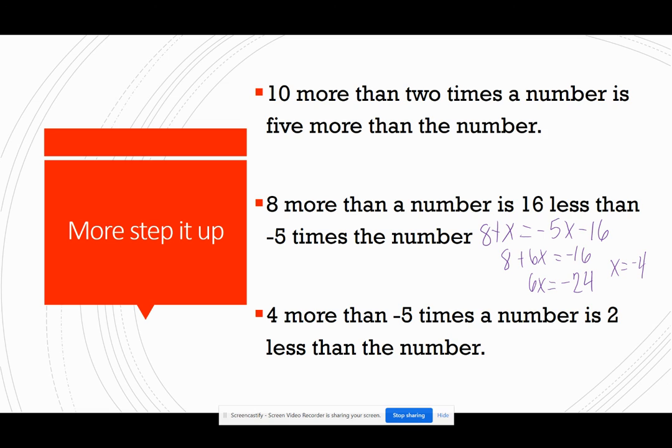The last problem, 4 more than negative 5 times a number. So this is where it gets sometimes a little bit confusing, because you could do 4 plus negative 5x. Another way I like to think of it is negative 5x plus 4, same thing, is 2 less than the number. So you take 2 less than. So add 5x to both sides, I get 6x. Add 2, I get 6. So 6 equals 6x, and my x is 1.